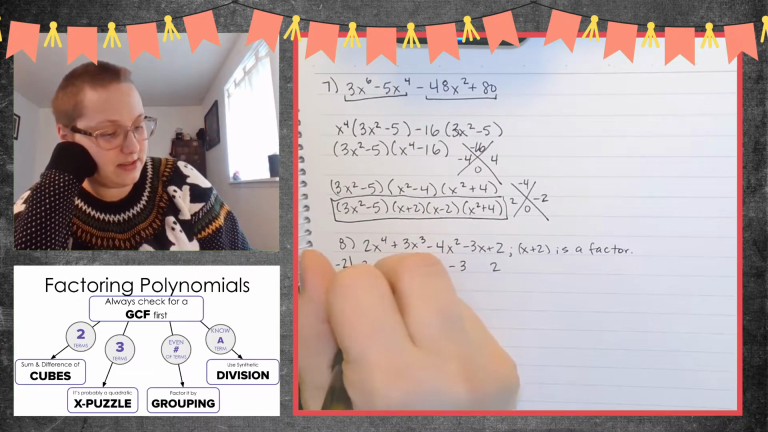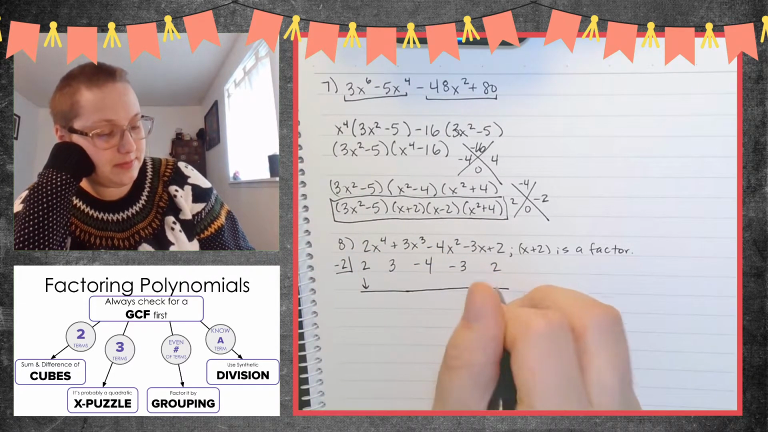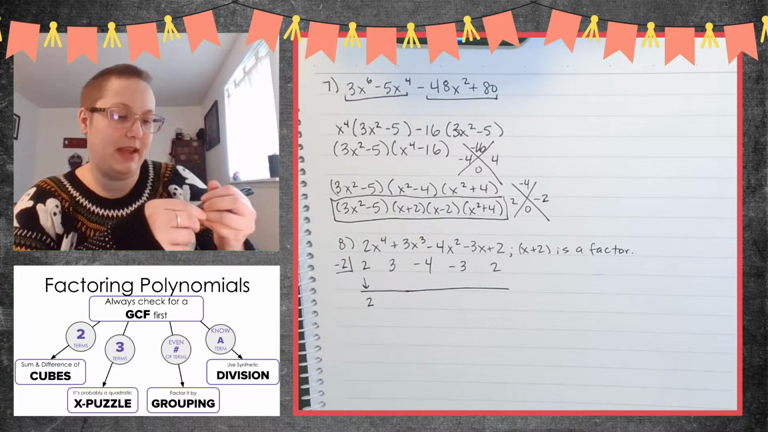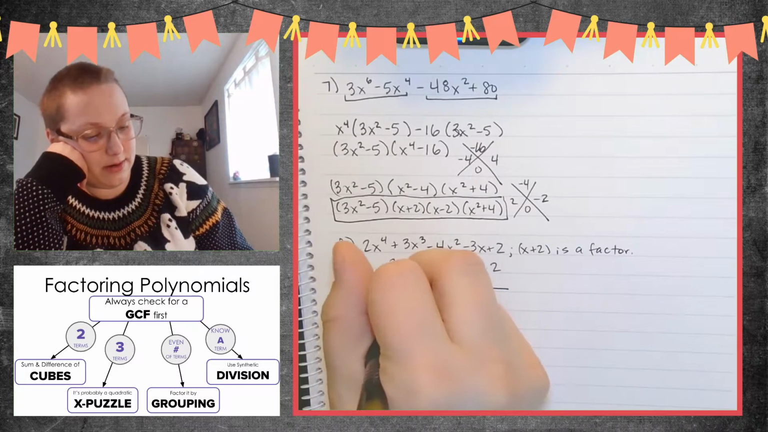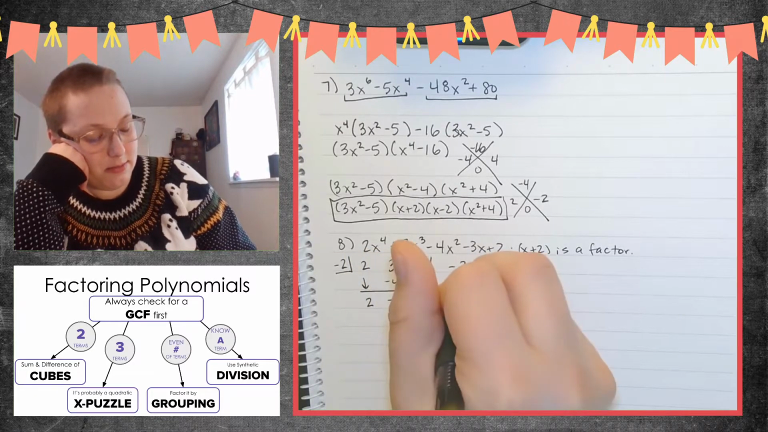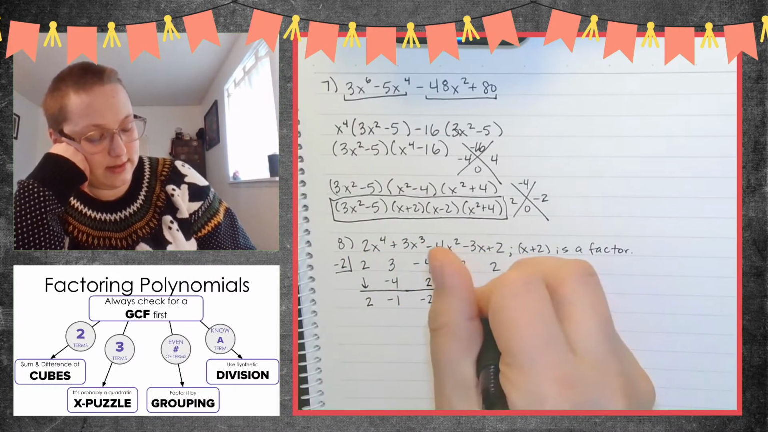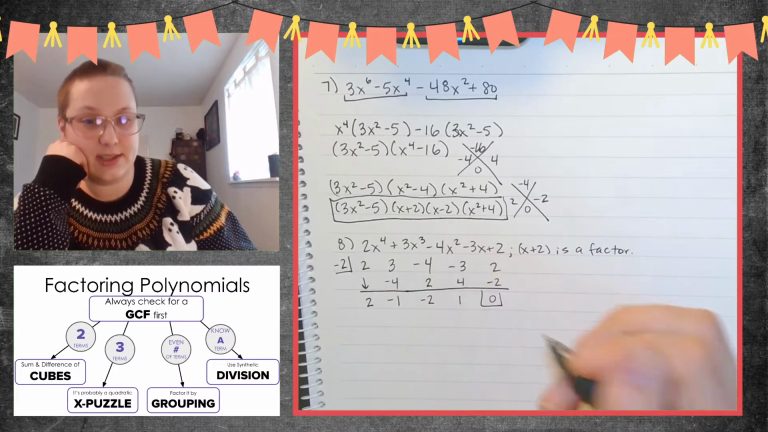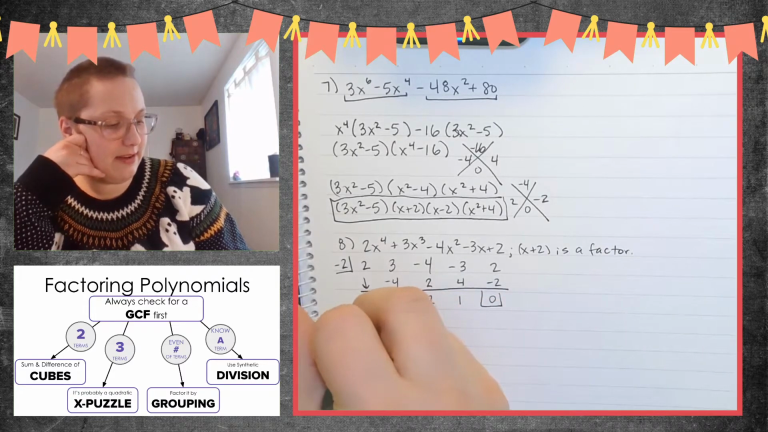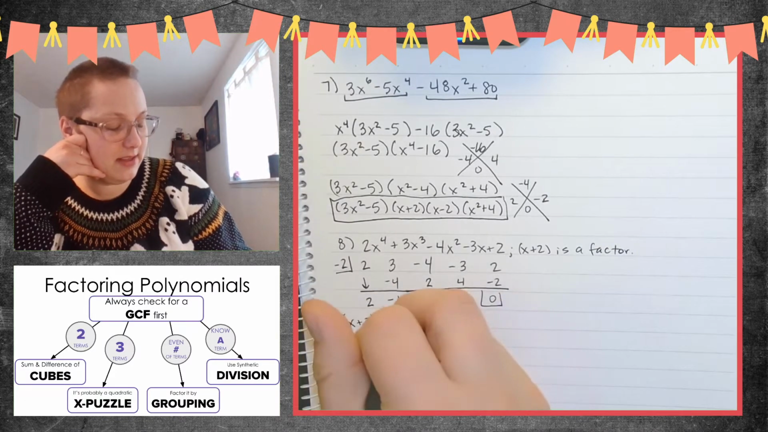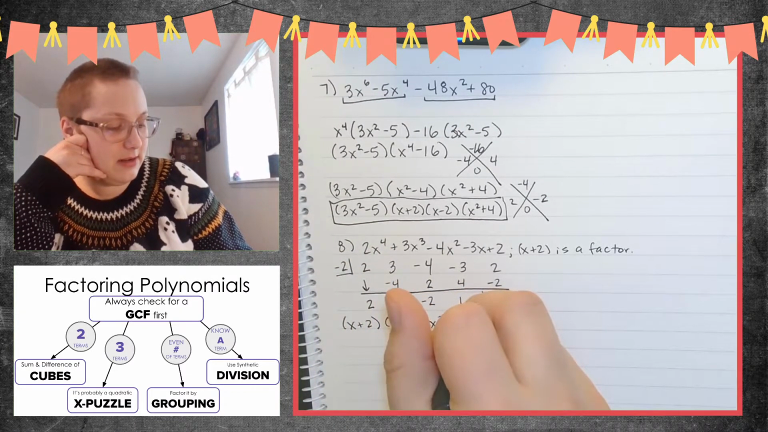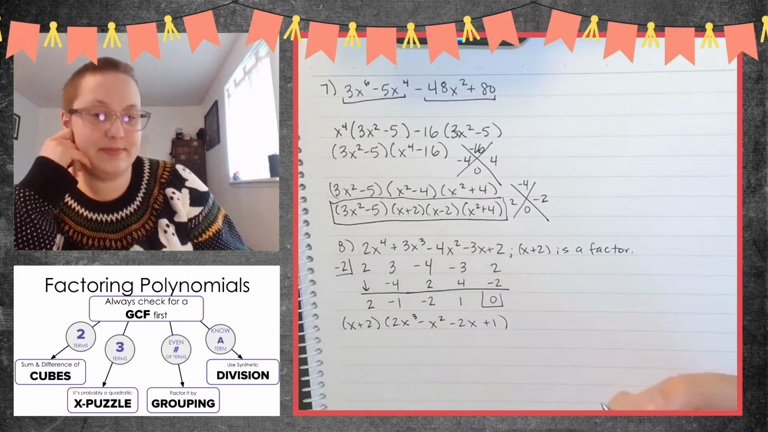And I do synthetic division. Drop it down. And then we multiply and add. Multiply, that's negative 4. Add, that's negative 1. Multiply, that's 2. Add, that's negative 2. Multiply, that's 4. Add, that's 1. Multiply, that's negative 2. Here we go. That's 0. And 0 is what we wanted. So what I have is x plus 2, and then I have all of this: 2x to the third minus x squared minus 2x plus 1.